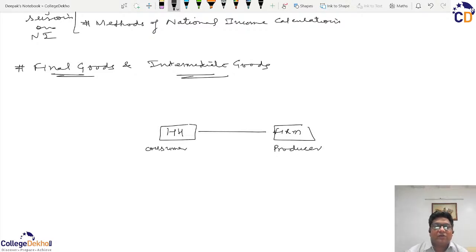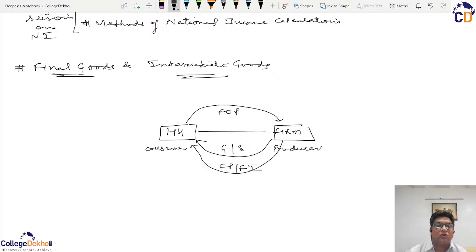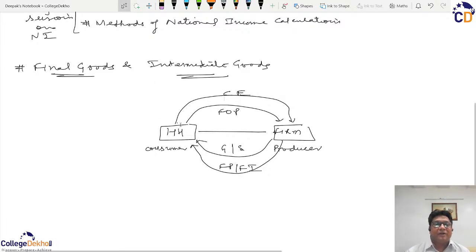So in the case of real flow, because the household gives you the factors of production and receives in return the goods and the services. Or if we talk of the money flow, the firm gives factor payments, or factor incomes, to the household for the factors of production, which in turn is paid back to the firm by the household in the form of consumption expenditure. So what is happening here is that the payment is made by the household for the goods or the services which have been received from the firm.